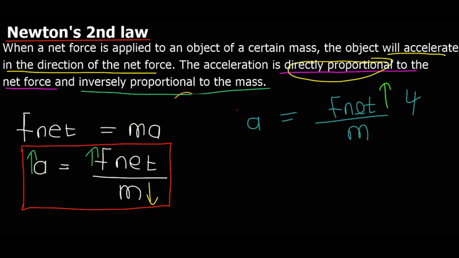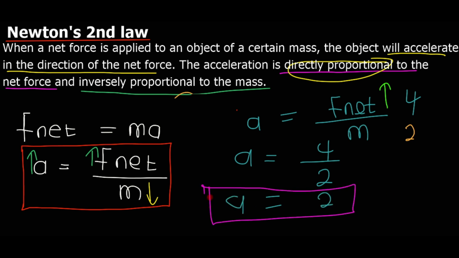Now let's say we increase F net by a factor of 4 and increase mass by a factor of 2. So a equals 4 over 2, which gives 2. So acceleration increases by a factor of 2. They give some of those questions in the multiple choice questions: increase acceleration, mass, those kinds of things.